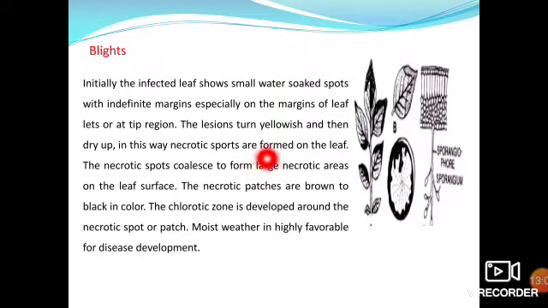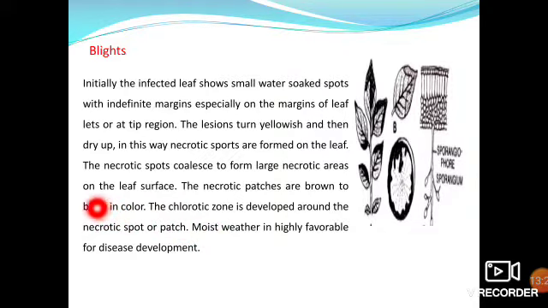These are the primary symptoms. Later on, the necrotic spots collapse or unite to form large necrotic areas on the leaf surface. The necrotic patches are brown to black in color. A chlorotic zone develops around the necrotic spots or patches.